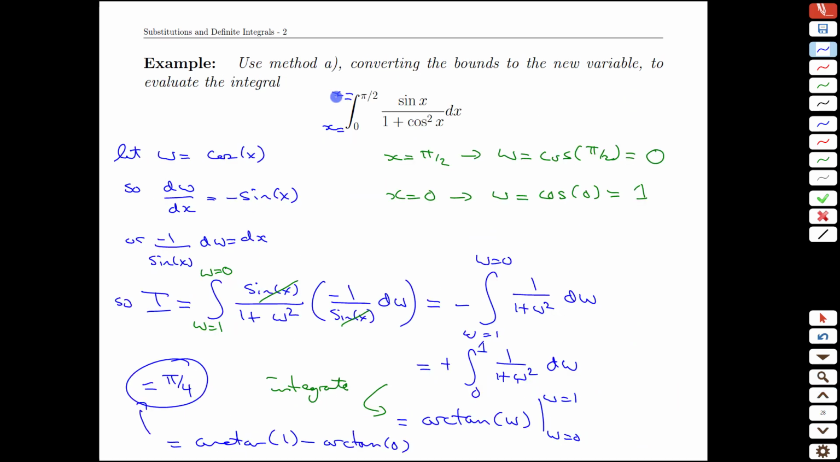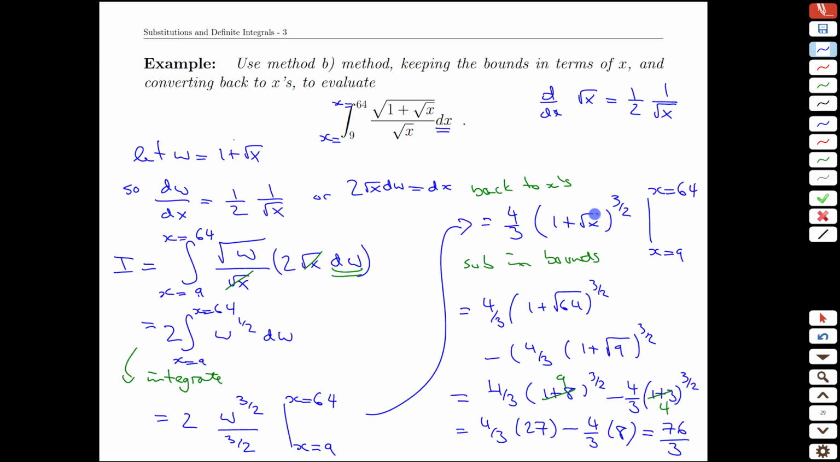Again, the choice is yours. You can convert these x values to the new variable if you like, or keep them as x's and just go back to x's before you sub them in. Both will give you the same answer in the end.